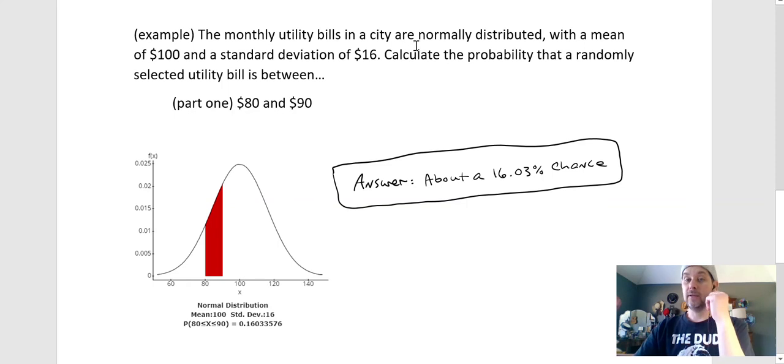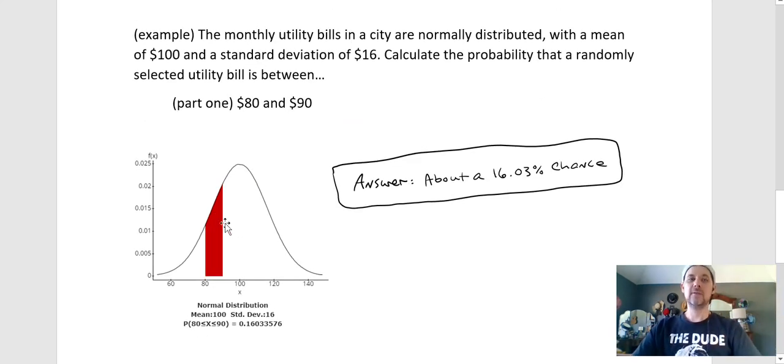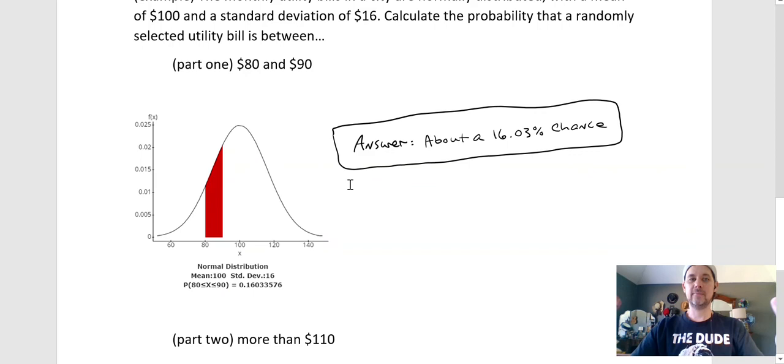Now, say we know that normal distribution of utility bills: mean is $100, standard deviation $16. Can you calculate the probability that a randomly selected utility bill is between $80 and $90? Here you see something that looks like it was imported from StatCrunch, and that's because it was. Let me show you how I got it.